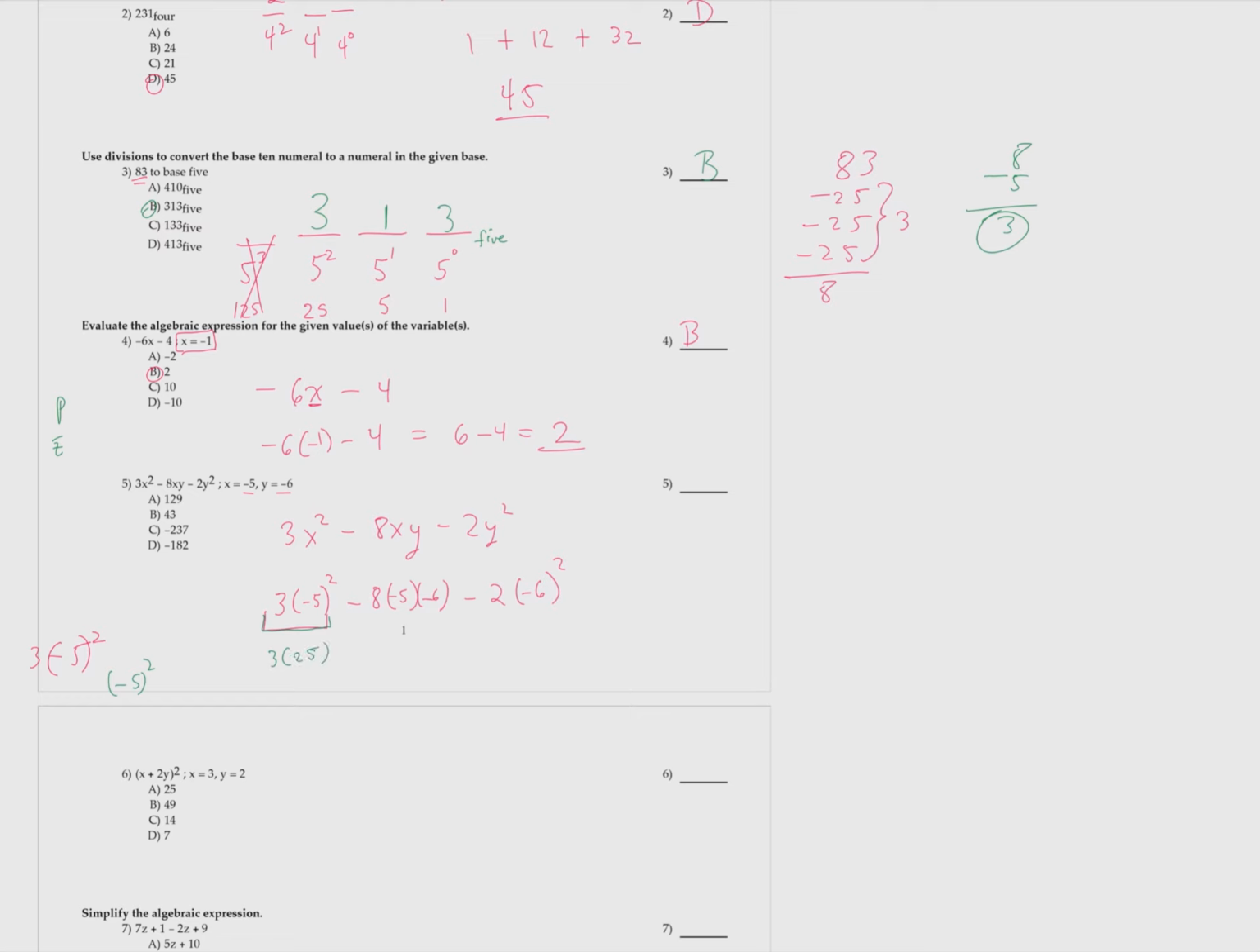Let me write this better. And now we can multiply the 3 times 25, which is 75. We're done with this term. Let's do the next one.